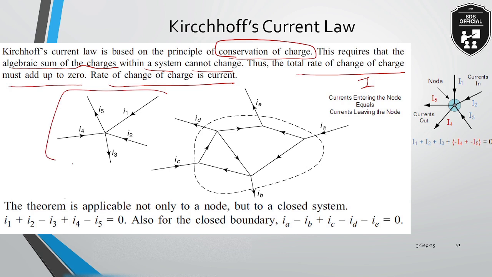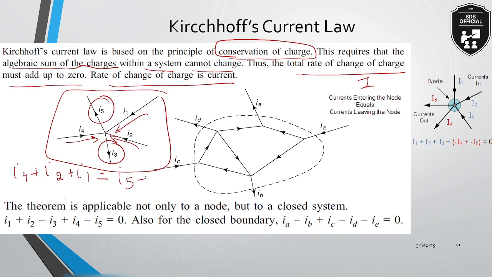Now consider this diagram. I4 is approaching, I2 is approaching, and I1 is approaching. That means the sum of I4 plus I2 plus I1 will be equal to the sum of currents which are leaving. Those currents leaving are I5 and I3. It will be equal to I5 plus I3. Now, if you take these to the left hand side, the expression will become I1 plus I2 minus I3 plus I4 minus I5, and it will be equal to 0. This is Kirchhoff's law.